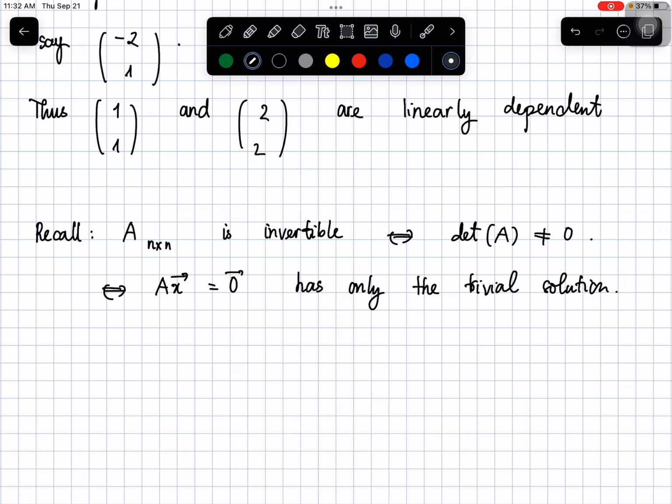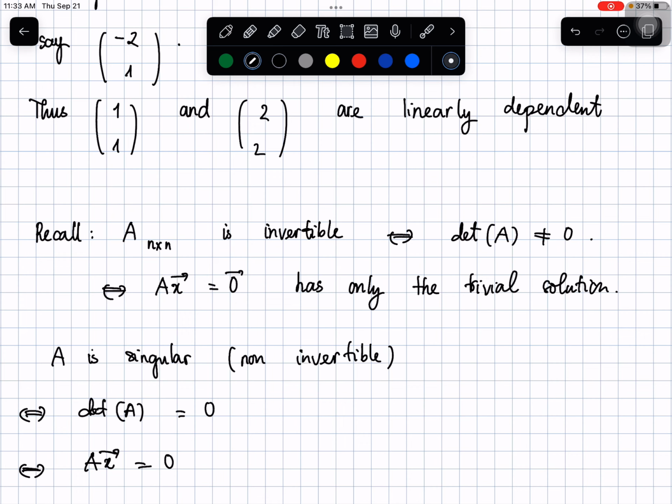So now this is the same thing as saying A is singular. We negate both statements: A is singular or non-invertible if and only if the determinant of A is 0, and that is equivalent to Ax equals 0 having at least one non-trivial solution.